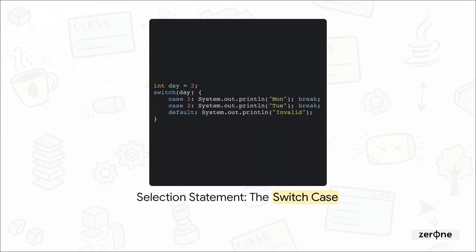But here is the absolutely crucial detail, the break keyword. If you forget to include break, Java will experience what's called a fall through. It will just keep executing the code below it, hitting default and printing invalid, even though your case matched perfectly. You have to explicitly tell the switch statement to break out.